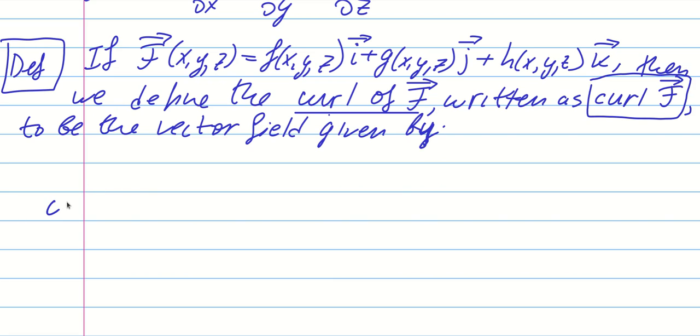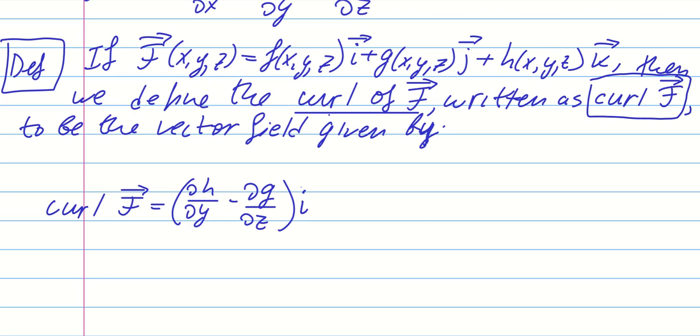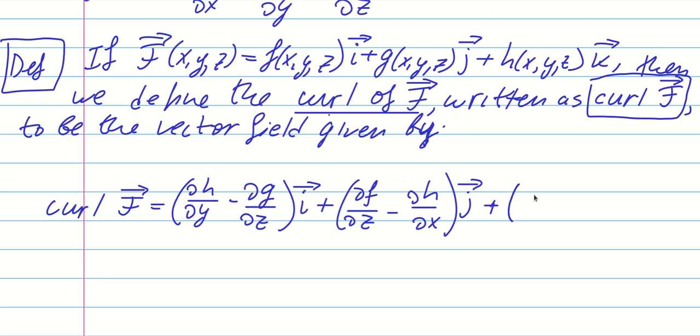Curl of f is equal to partial of h with respect to y minus partial of g with respect to z for the i component, plus partial of f with respect to z minus partial of h with respect to x for the j component, and for the k component we have partial of g with respect to x minus the partial of f with respect to y.